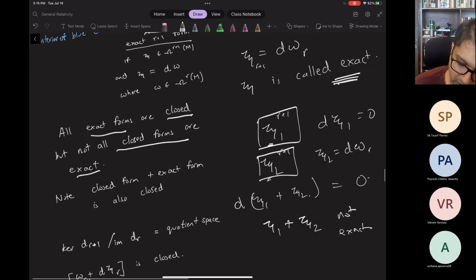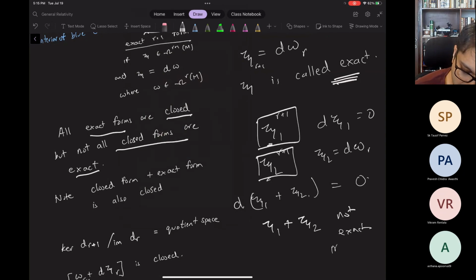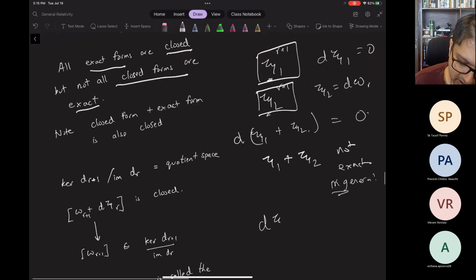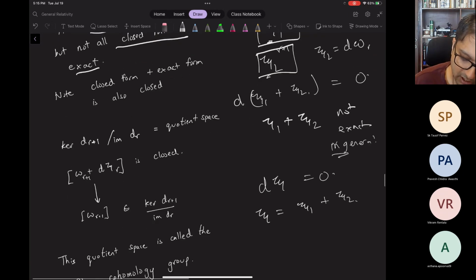Sorry, not exact in general. It could be exact, we don't know. Okay, so the point is that now any form which is closed, which means that you can write it as d xi is equal to 0, that xi can always be expressed in terms of two things. It can be expressed as xi1 plus xi2, where this xi2 can always be written as d omega, but this xi1 cannot be written as some d omega. So this part is the part which cannot be written as an exact form.